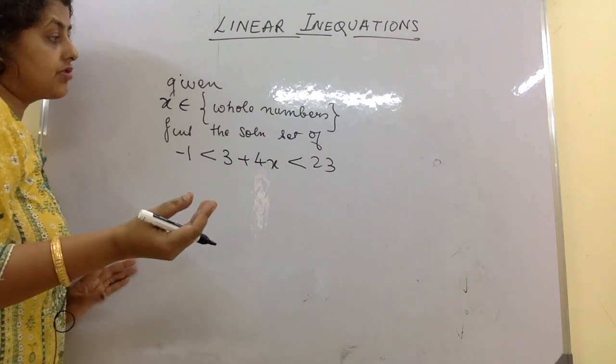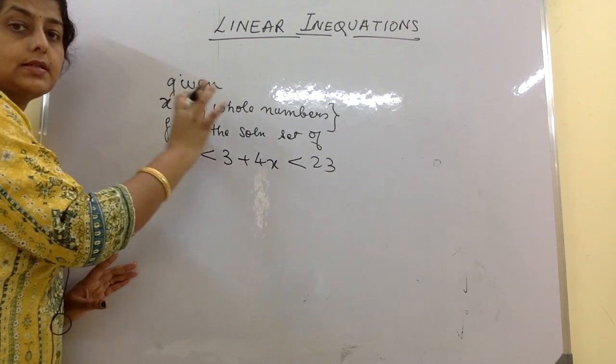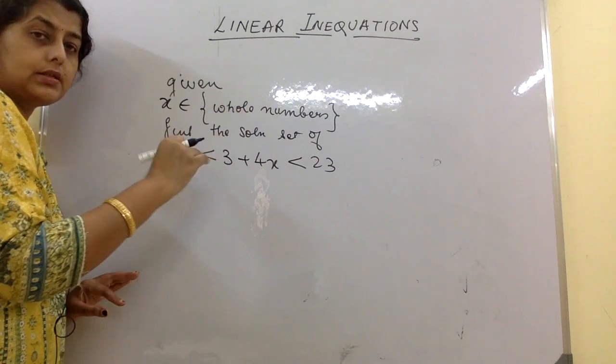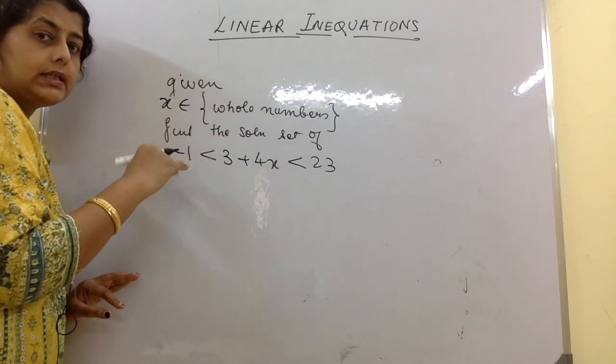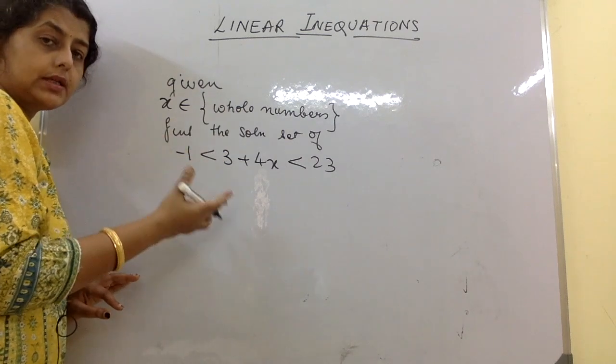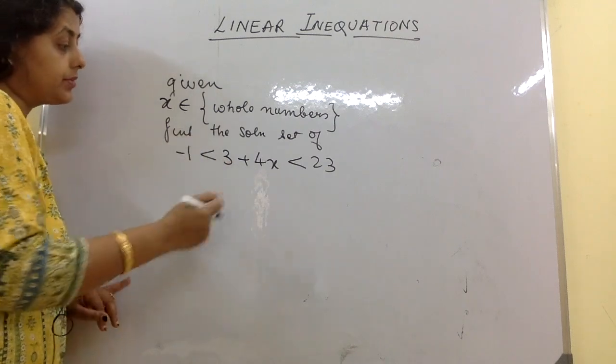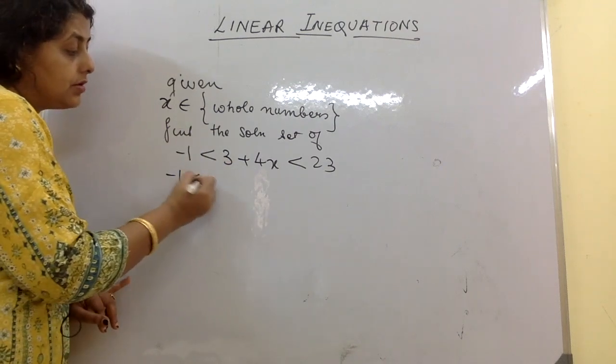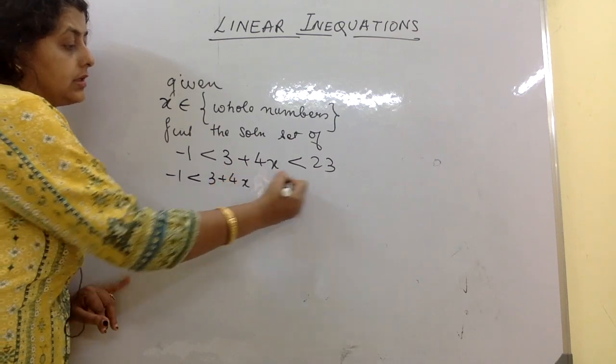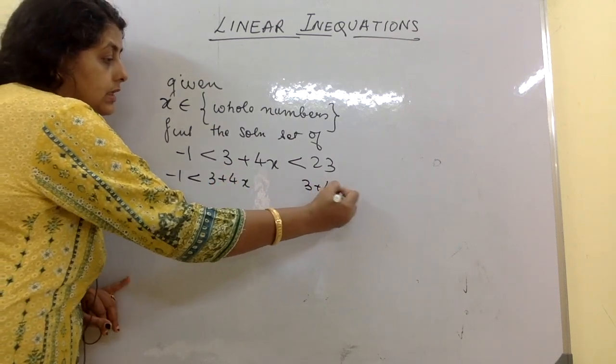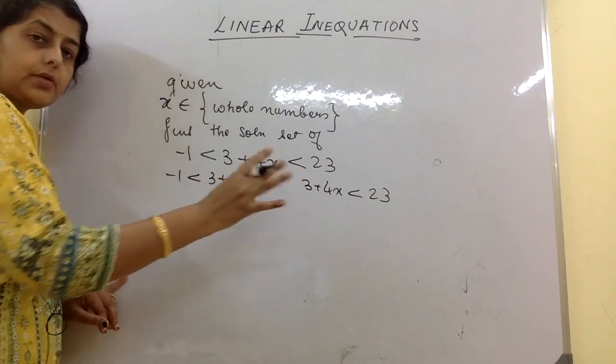Now here is my next question. This time the replacement set is the set of whole numbers. See the difference. One we took real numbers, then integers, and now whole numbers. Now I'll take this part first, and forget about the other part. This is 3 plus 4x less than 23, and I forget about the rest.